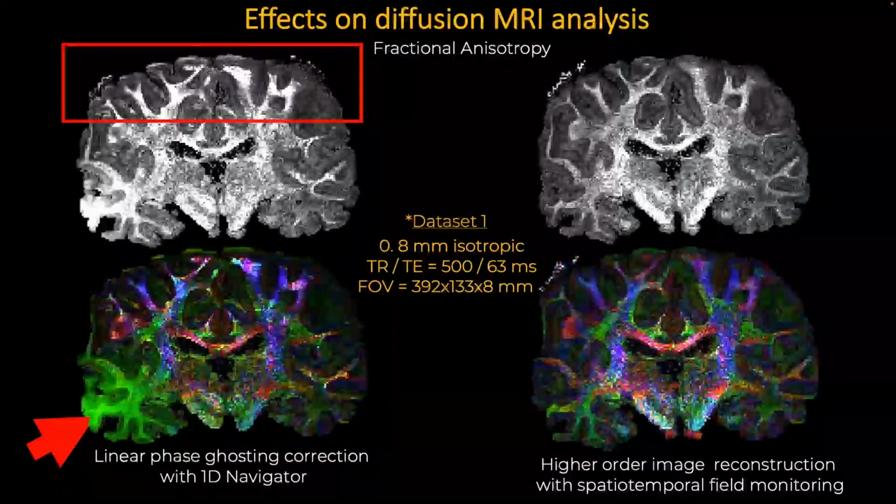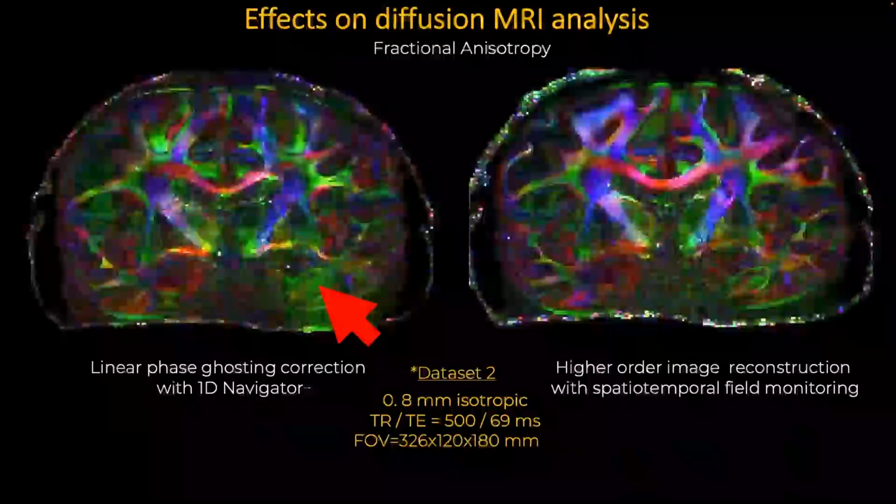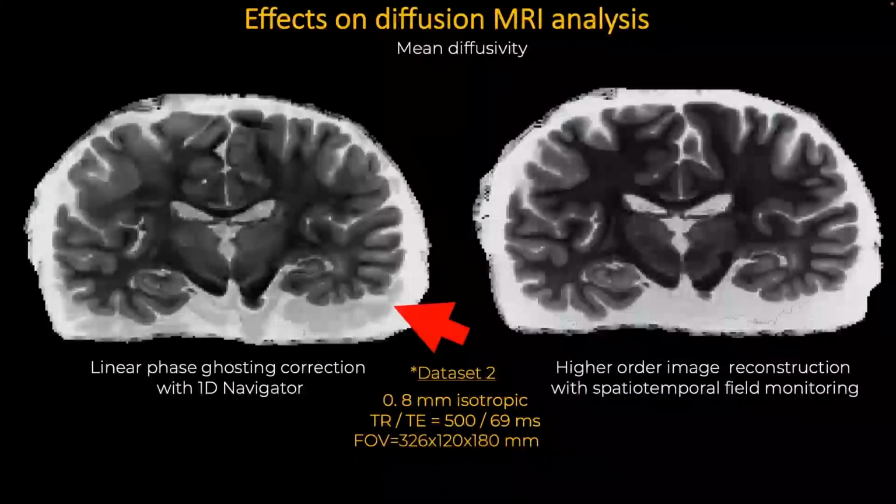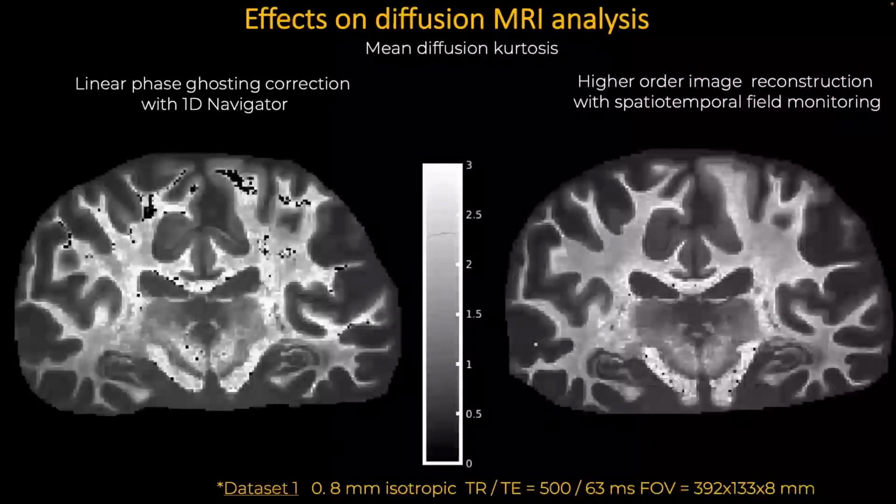As a result, we are biasing the FA, and of course, we are also suffering from unwanted artifacts in the mean diffusivity, which can be well corrected with our technique because we are incorporating high order terms in the image reconstruction. Before going to another benefit, this of course also has an effect in more advanced diffusion models like DKI.